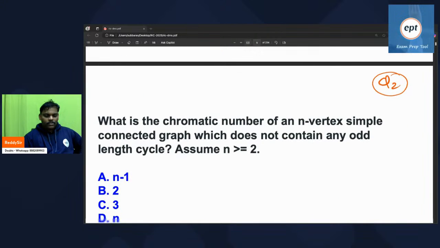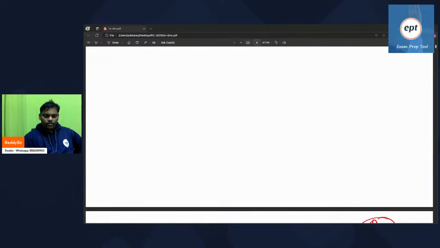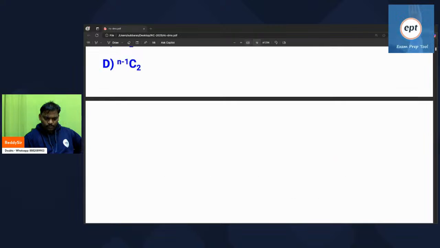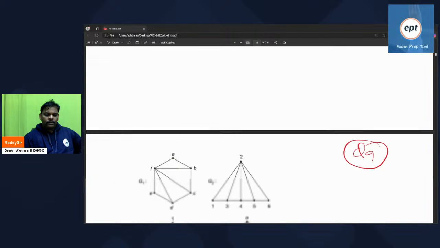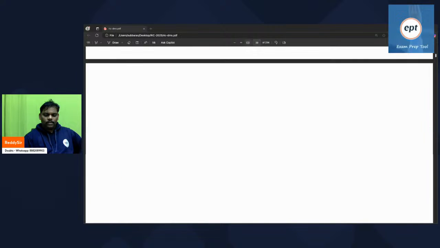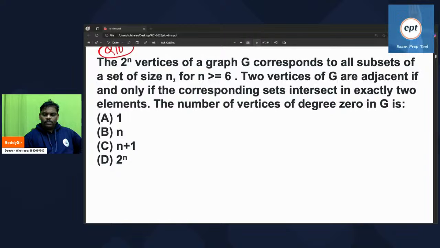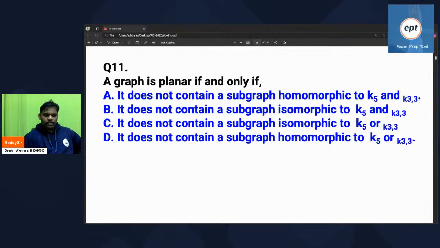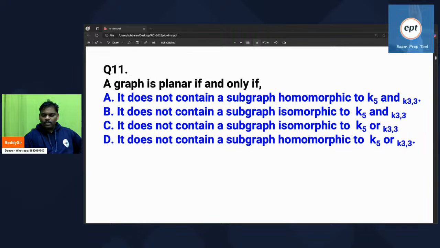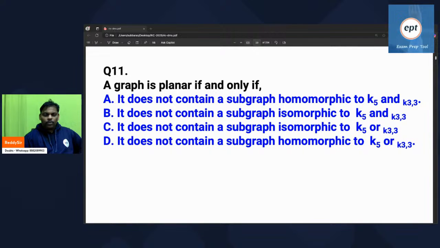In the last class, we did approximately 10 problems. All are very good problems we did. I think this was also done in the last class. This is the first problem of today's class.